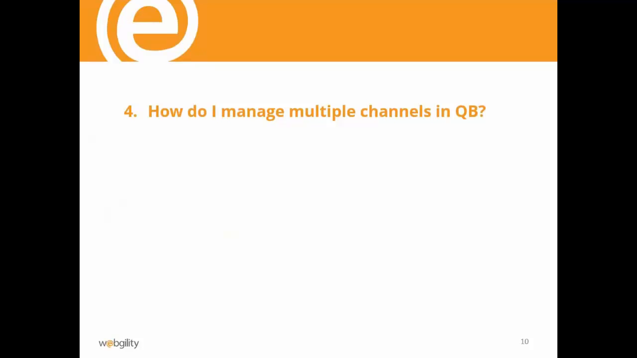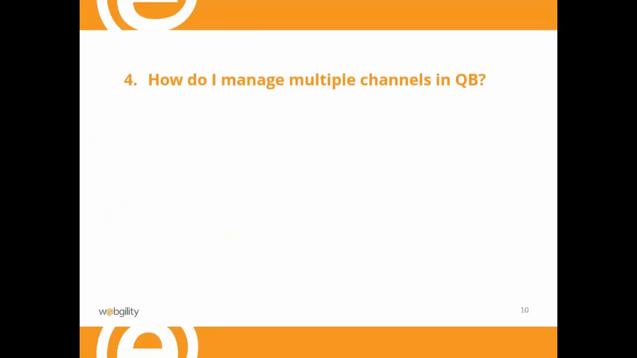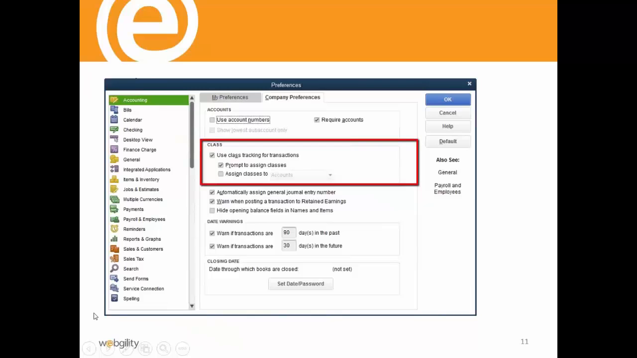So the way that you can do this in QuickBooks and through ECC is using class tracking, something that we could show you right now. First, enable class tracking within QuickBooks. So within the edit preferences of your company file, you would go over to the accounting, and under class, you would choose to use class tracking for your transactions.